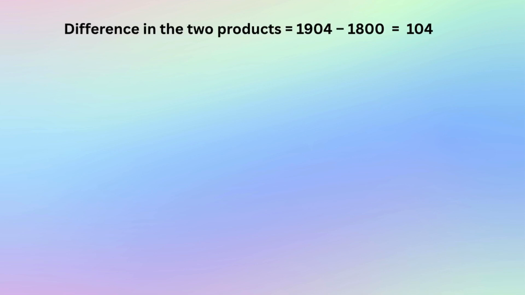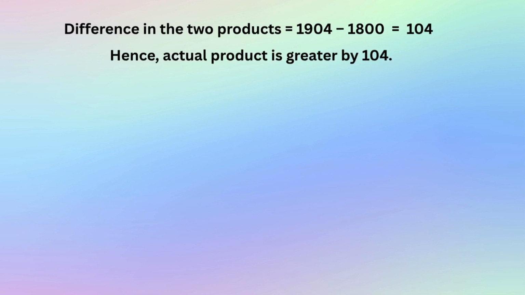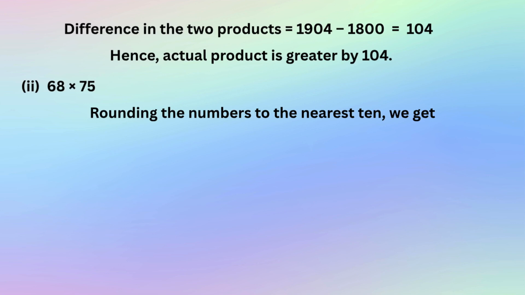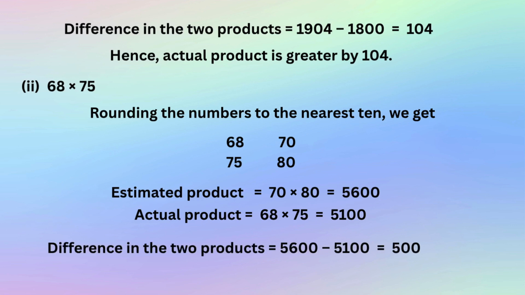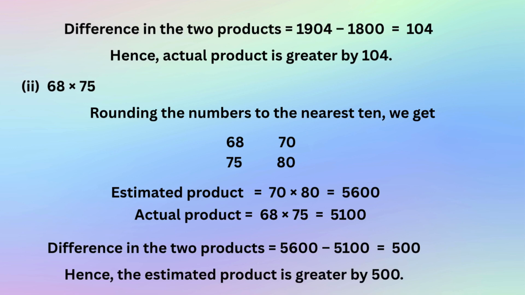Difference in the two products equals 1,904 minus 1,800 equals 104. Hence, actual product is greater by 104. 68 times 75. Rounding the numbers to the nearest 10, we get 68 to 70, 75 to 80. Estimated product equals 70 times 80 equals 5,600. Actual product equals 68 times 75 equals 5,100. Difference in the two products equals 5,600 minus 5,100 equals 500. Hence, the estimated product is greater by 500.